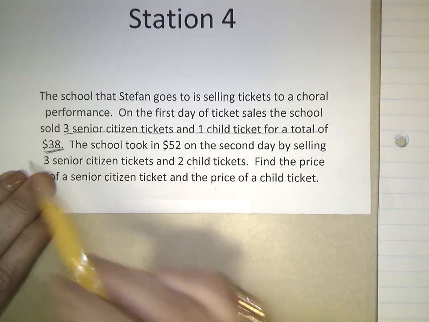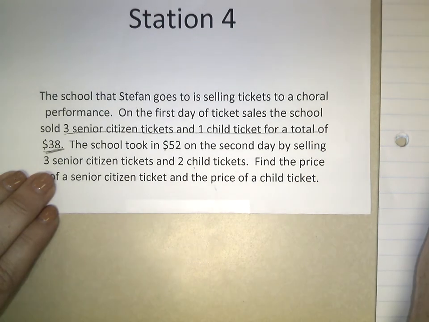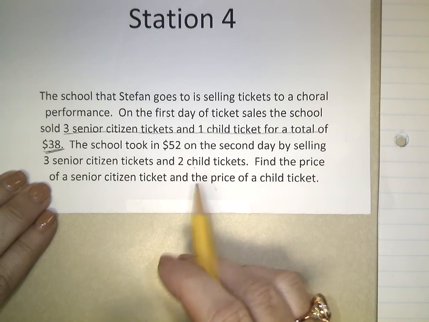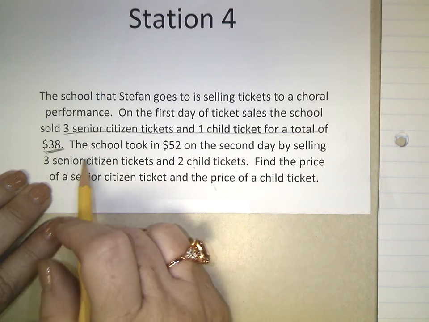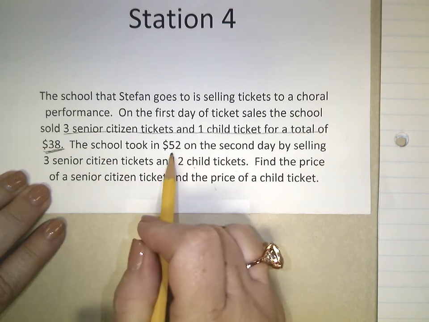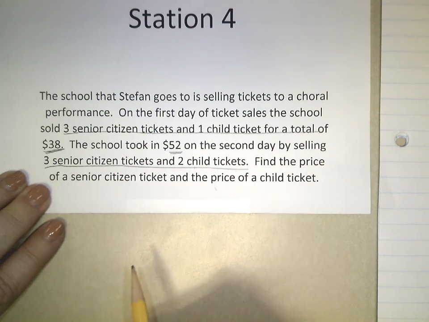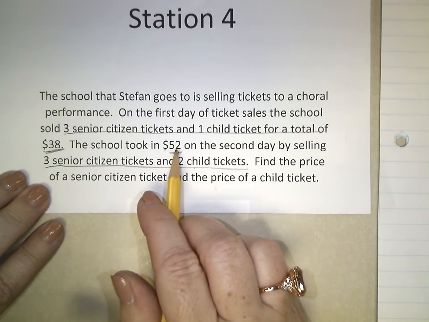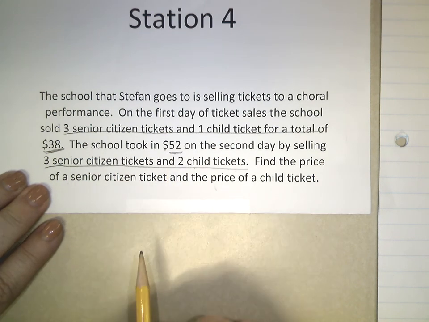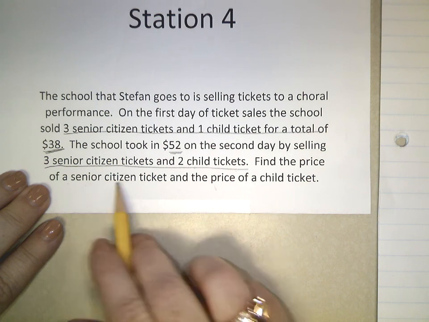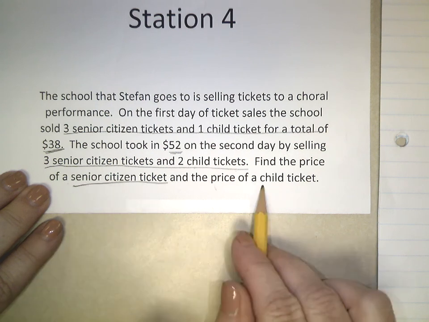When we see "total of," that's equals. Okay? And then the school took in $52 on the second day by selling 3 senior citizen tickets and 2 child tickets. So our total is $52 that time. So we're looking for the price of the senior citizen ticket and the child ticket.